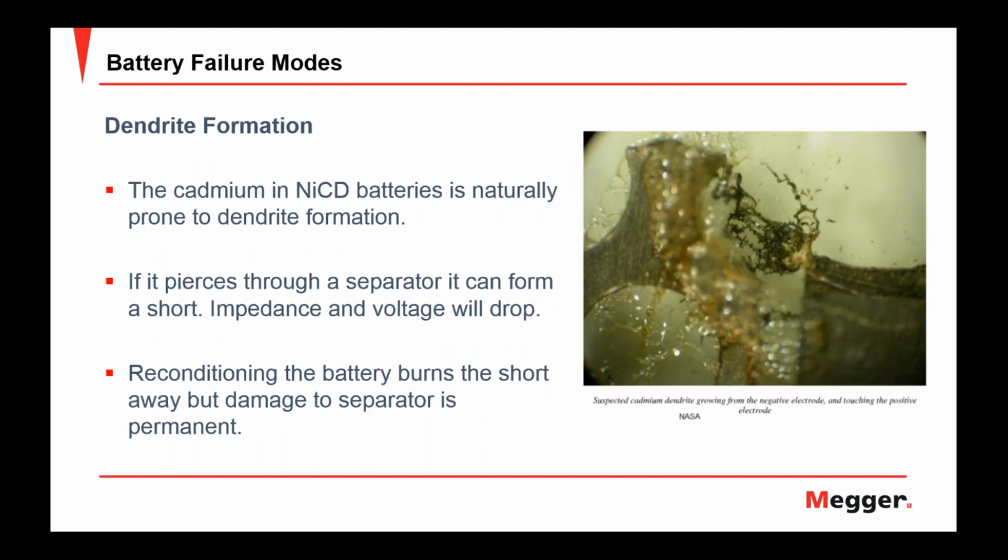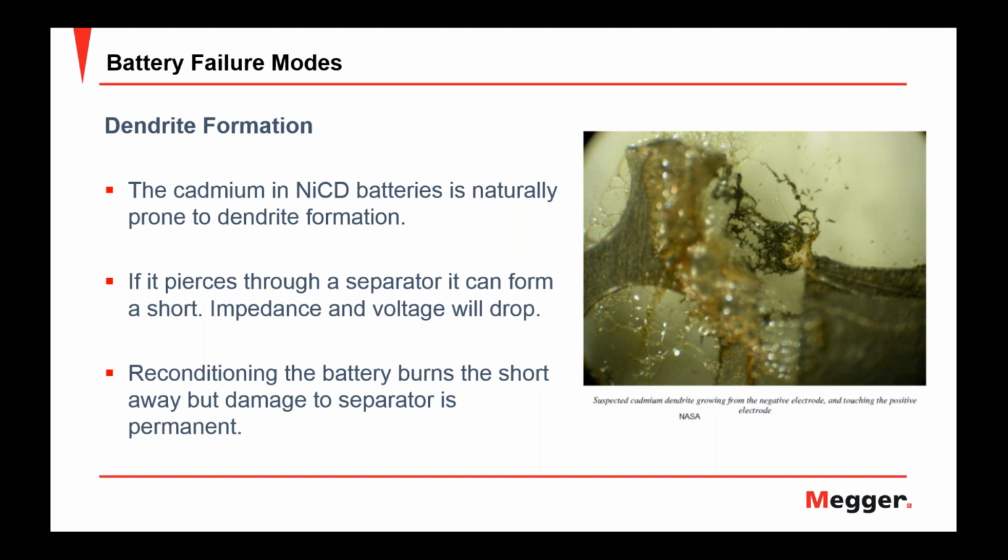Dendrite formation. This is also common in NiCad batteries. On the right there is an image from a NASA study, and you can see the dendrite formations occurring on the cadmium. And cadmiums are prone to dendrite formation. And what will happen as they grow, they can pierce the separator and short out the plates. So we'll notice NiCad batteries do fail shorted.